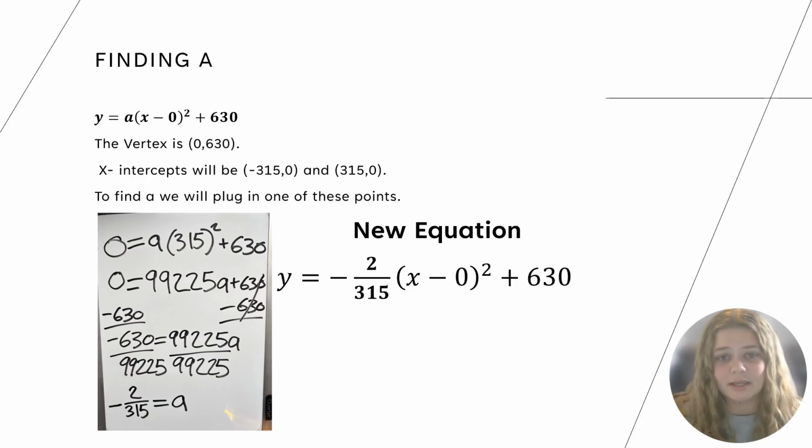We can plug this into our equation, so our new equation will be y equals -2 divided by 315 times (x minus 0) squared plus 630. This is our new equation that we will use to find other coordinates on our parabola.